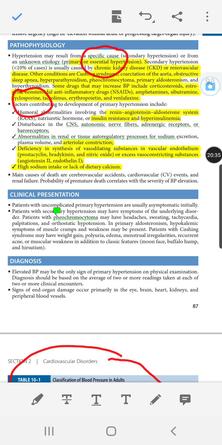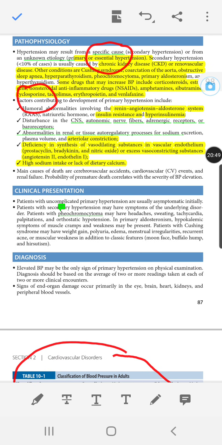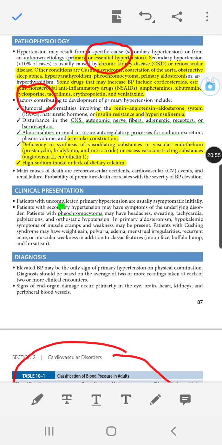Pathophysiology describes what the secondary causes and what the primary causes of hypertension are. Secondary causes are the specific causes, and primary or essential causes are those which are unknown; we don't know the etiology behind primary or essential causes. Secondary causes are due to some kind of disease.